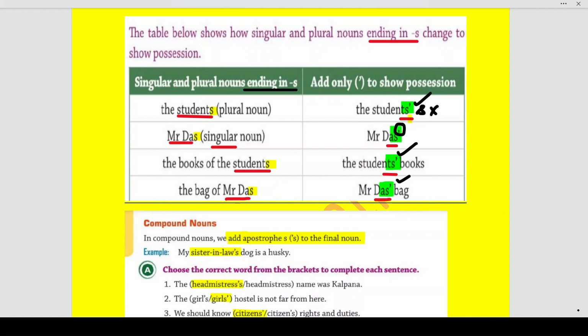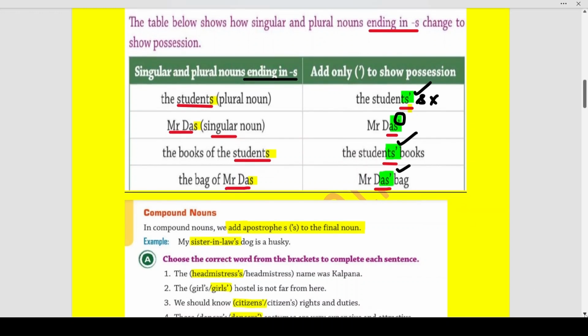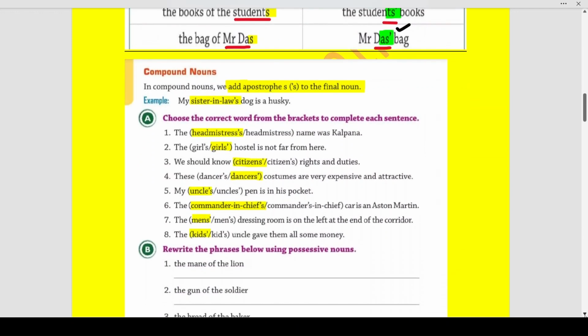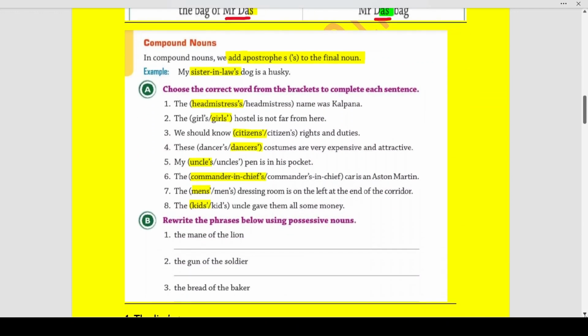Okay, now let us understand how to add apostrophes in compound nouns. Now, what do you understand by compound nouns? In compound nouns, we add apostrophe S to the final noun. A compound noun is one which has two nouns in it.